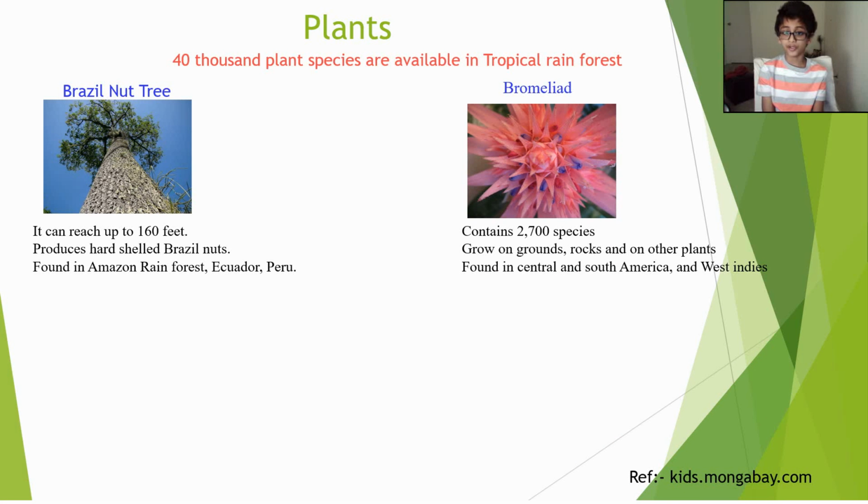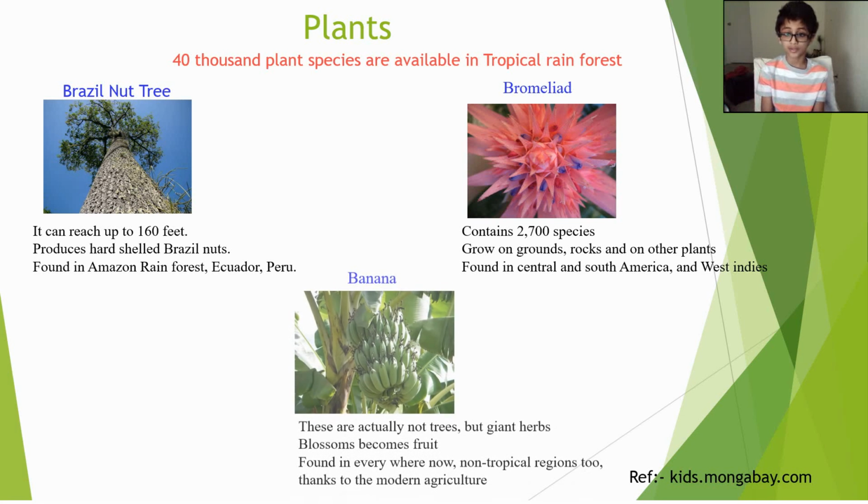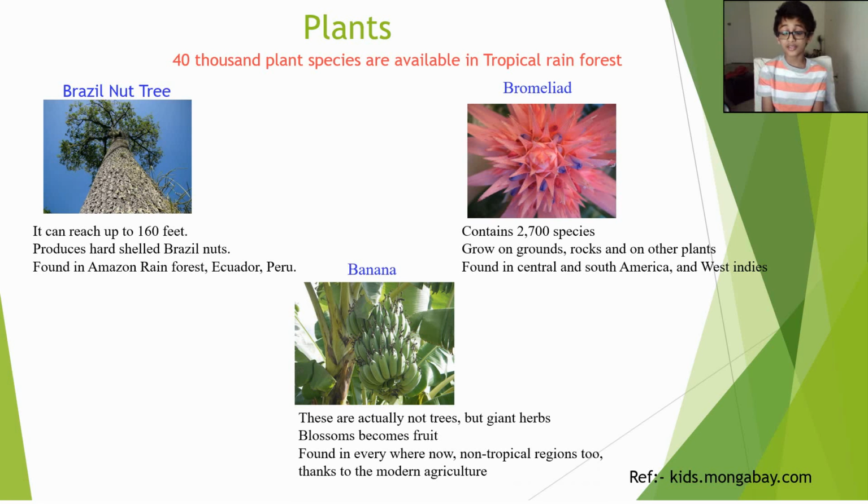Next is a bromeliad. There are 2,700 species of bromeliads. They can also grow on rocks and on other plants. Banana tree. They're actually not trees, but giant herbs that blossom to become fruit. This is actually a very famous fruit, the banana. So most of it is produced from the tropical rainforest ecosystem.